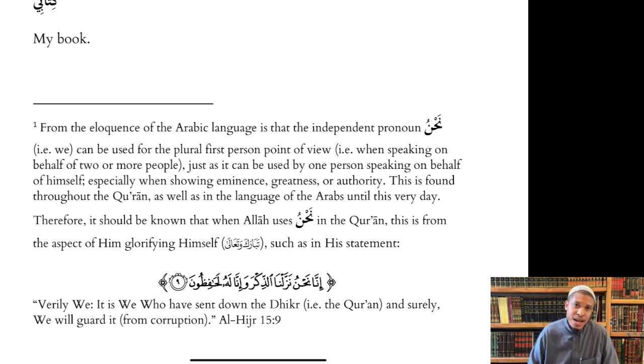So keep that in mind, because many people ask about this. Why does Allah mention nahnu, we, in the Quran? This is a well-known usloob of the Arabs up until this very day, that one person can speak about themselves and say nahnu. This is something very clear, widely used, widespread amongst the Arabs.